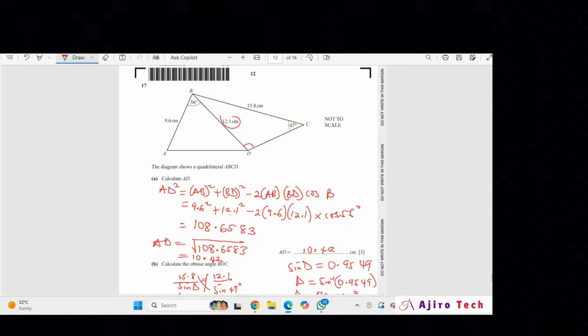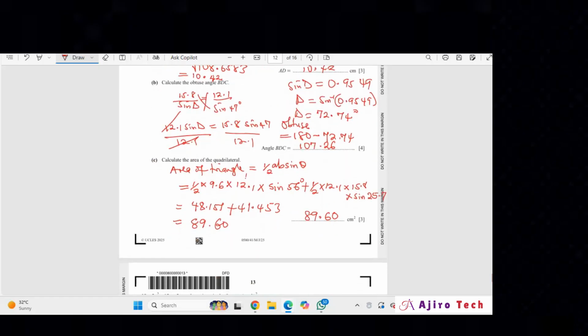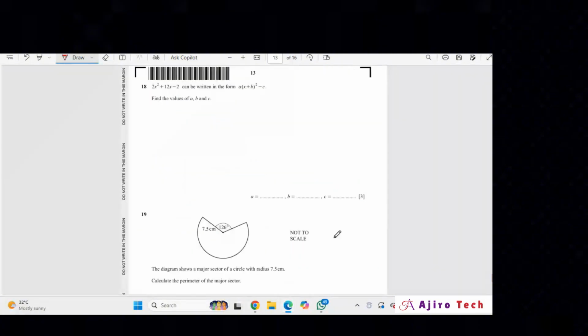If you look at this area, they say area of the quadrilateral itself. If we are dealing with the triangle, we will need to find that angle there, which is 25, an acute angle. So 90 minus 72.74 will give you that. Now, if you have any question, drop your question down based on what we have done so far. Is that okay?